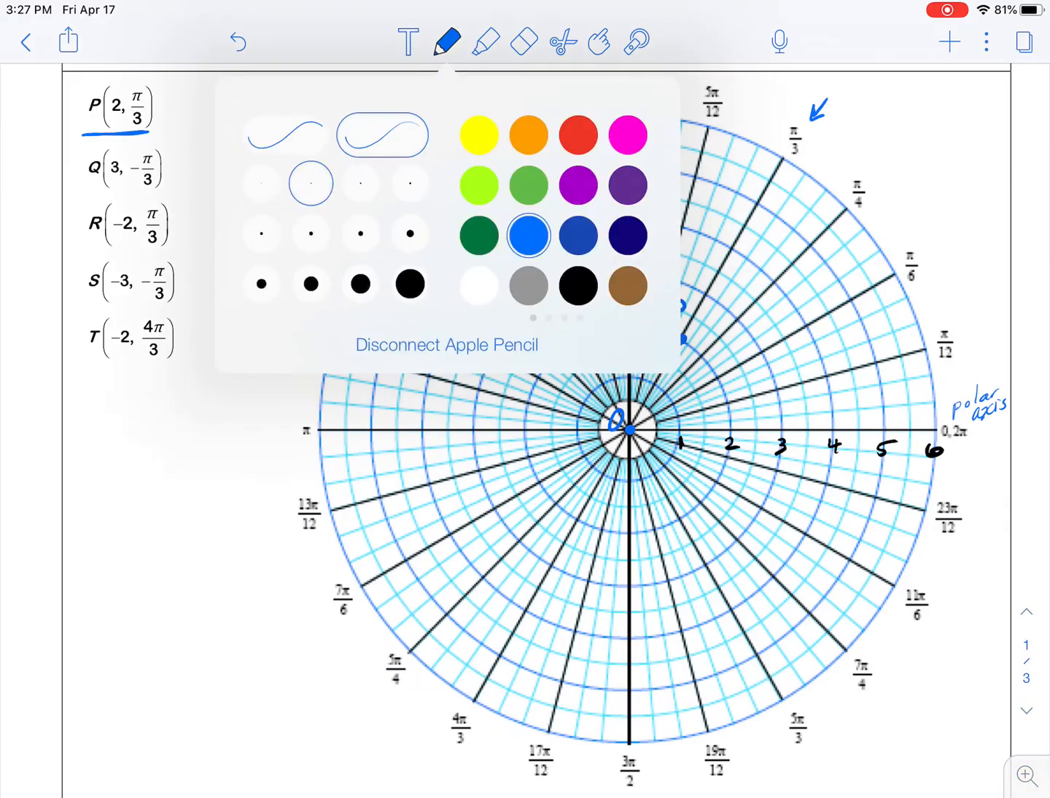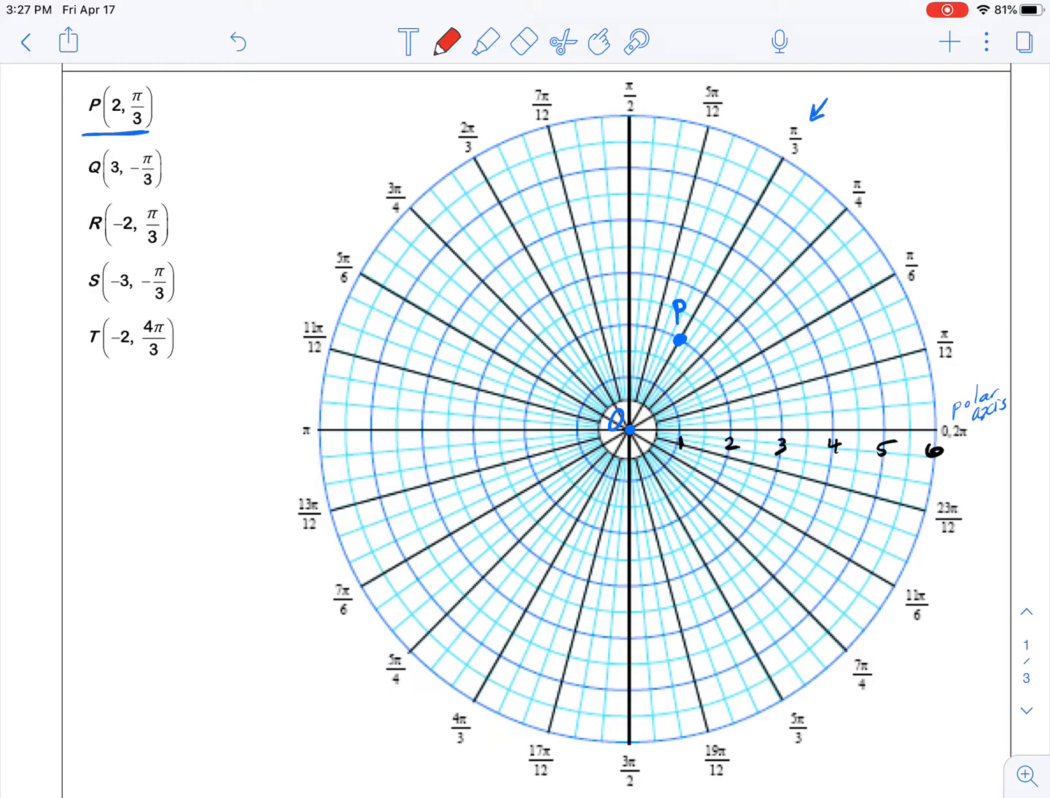All right, let's try another point. Let's try Q. So Q has an angle of negative pi over 3. And ask yourself, where is negative pi over 3? Well, we know that negative pi over 3 is coterminal with 5 pi over 3. We're going to move clockwise. Negative pi over 3 would be down here. So at 5 pi over 3, now we're going to find a directed distance of 3, which is then right over there. So there's our point Q. So we've got an angle of negative pi over 3 and a distance from the pole of 3.